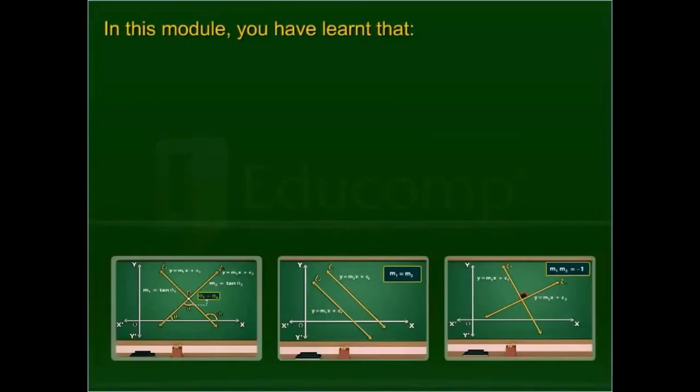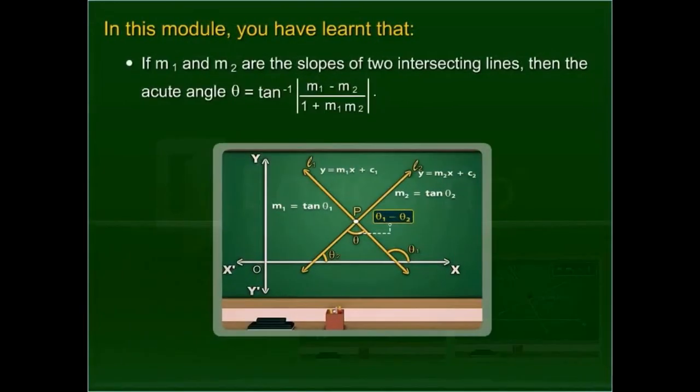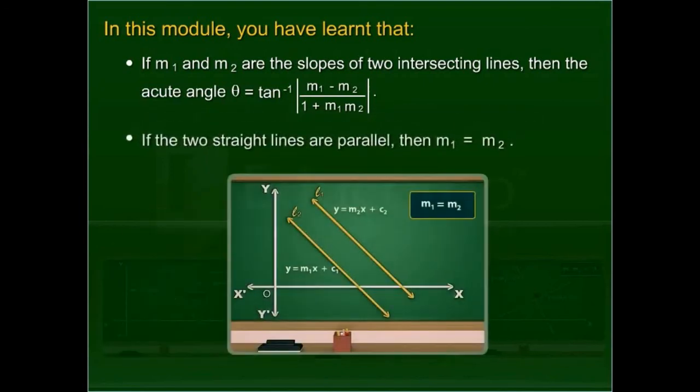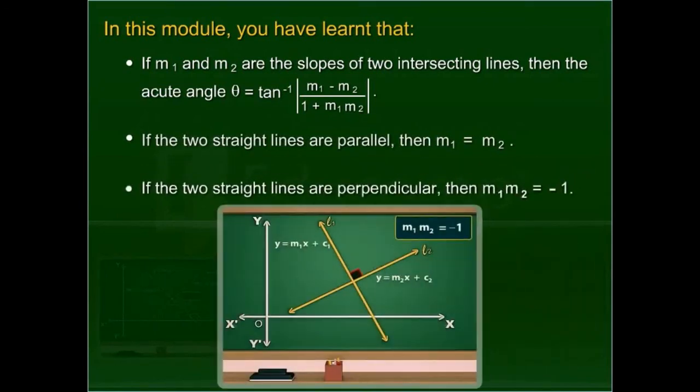In this module, you have learned that if m1 and m2 are the slopes of two intersecting lines, then the acute angle theta between them is equal to tan inverse of modulus of m1 minus m2 upon 1 plus m1 m2. If the two straight lines are parallel, then their slopes are equal. If the two straight lines are perpendicular, then the product of their slopes is equal to minus 1.